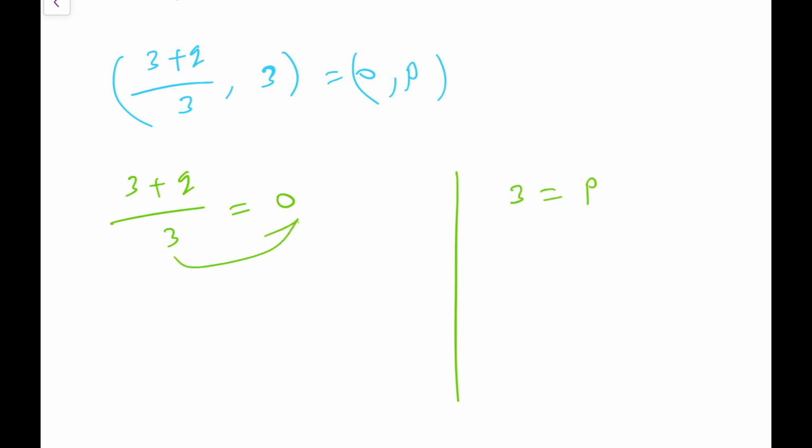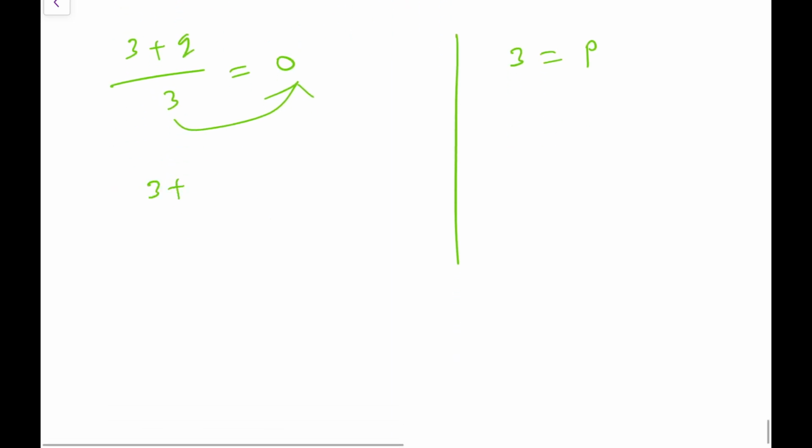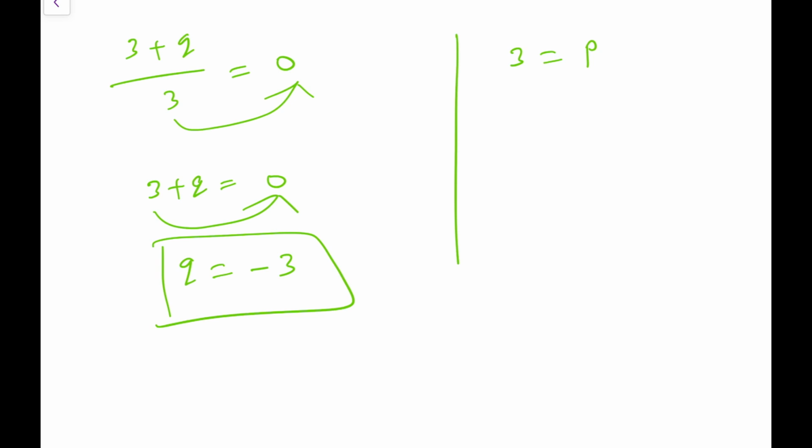Take this denominator to that side, here division. If you take it to another side, it becomes multiplication. So 3 plus q is equals to 0 into anything, which is 0. Take 3 also to the right side now. Q is equals to plus 3 becomes minus 3. So here we already got p value as 3. So p value is 3 and q value is minus 3.